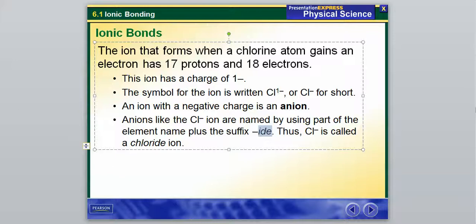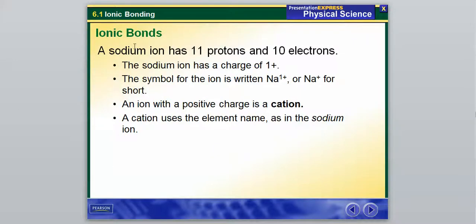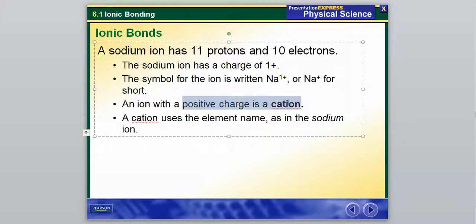And then on the other side of that, we had sodium, and sodium is basically going to be just the opposite. Sodium now has 11 protons and it only has 10 electrons, so now it has a charge of 1 plus, and the symbol now is Na1 plus, or just simply Na plus for short. And now we have a new name for a positively charged ion, and that is a cation. So I'd make sure I wrote that down. An ion with a positive charge is called a cation, and it uses the element name as in the sodium ion. So we do not change the name at all when it has a positive charge associated with it.